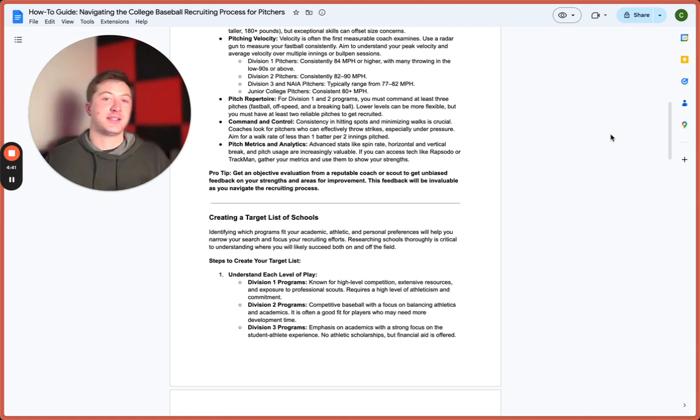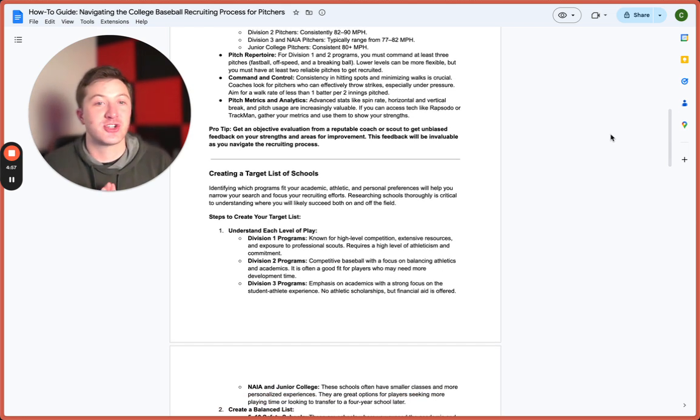Command and control. Consistency in hitting your spots and minimizing walks is crucial. Coaches look for pitchers who can effectively throw strikes, especially under pressure. Aim for 1 walk or less than 1 batter every 2 innings, and you want to be around 2 strikeouts per inning as a pitcher.